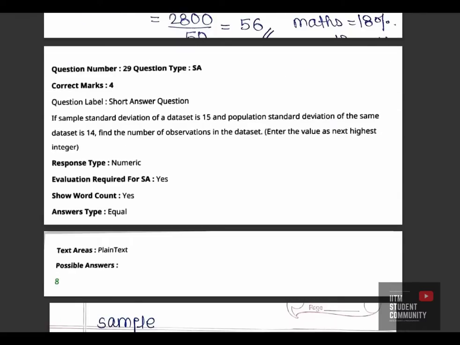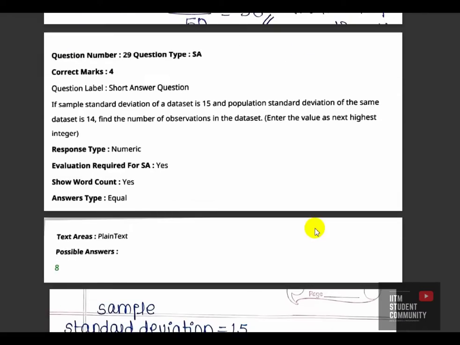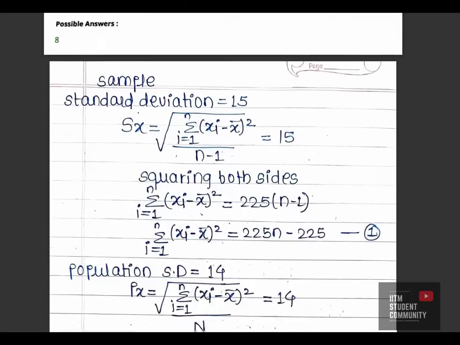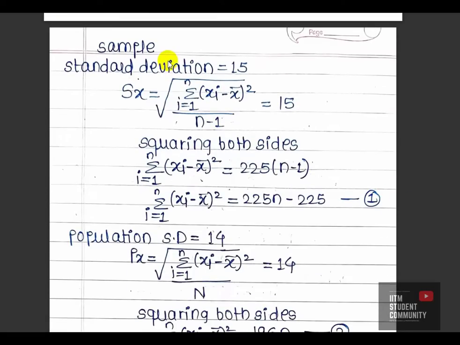Yeah, coming to the next question. If sample standard deviation of a data set is 15 and population standard deviation of the same data set is 14, find the number of observations in the data set. First we'll list out what is given. Now first, sample standard deviation is given to be 15.